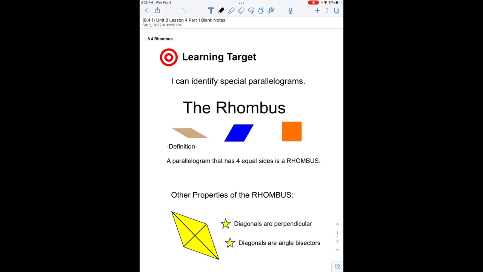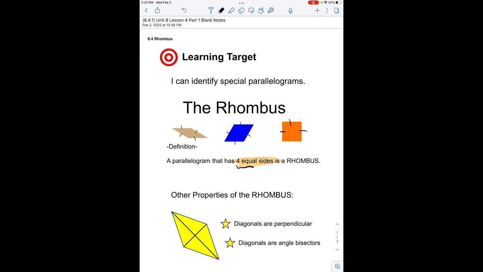So a parallelogram is a rhombus, but not all rhombuses are parallelograms. So let me dig into that. A parallelogram that has 4 equal sides is a rhombus. One way that it could look is like this, where we have all 4 sides the same. Another common way that a rhombus may look is like this.